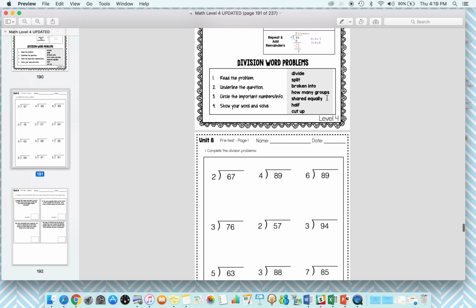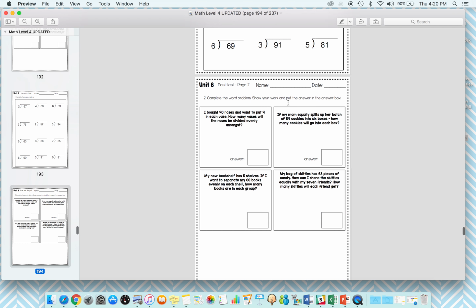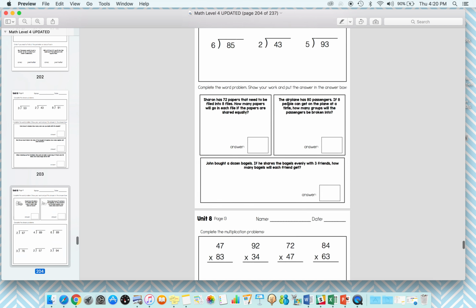And I like these cues on how to determine what is a division word problem. So it's important to teach our kids how to recognize those. And then there are the 20 activities.